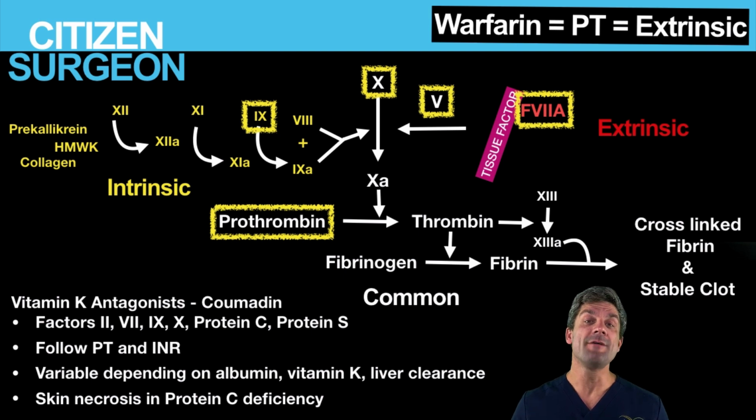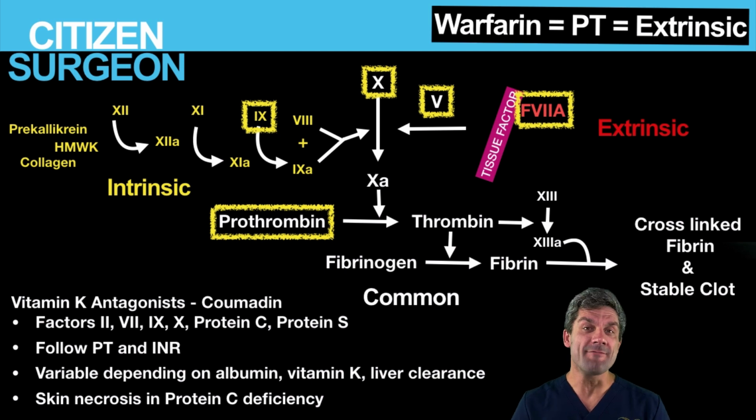If somebody is on a vitamin K antagonist, we can follow this through the prothrombin time, which is really the test we use for the extrinsic cascade. And related to the prothrombin time is the INR. Now remember, the way you get your prothrombin time is mixing a patient's plasma with tissue factor, and that's going to show you the presence or absence of those factors or their inhibition on the extrinsic cascade.